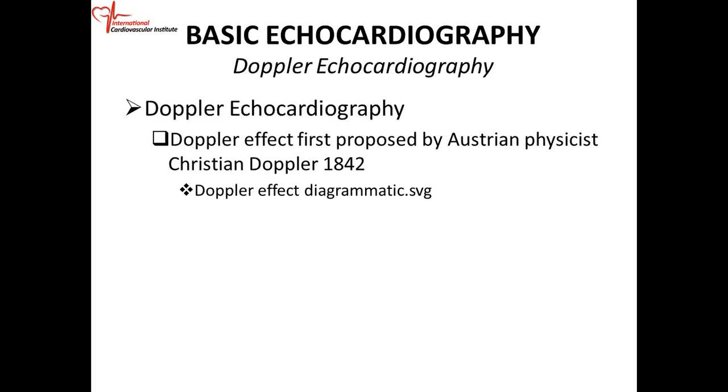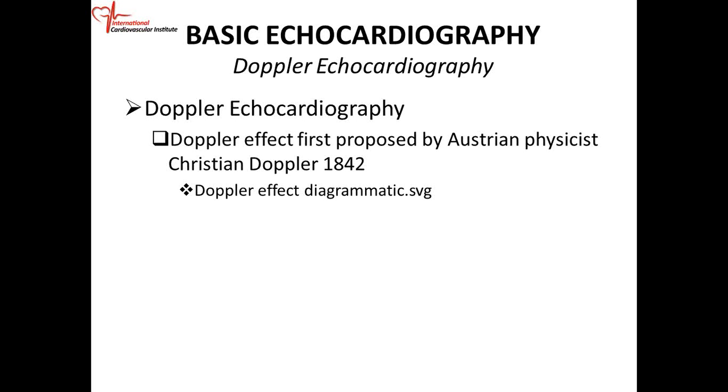So the Doppler effect was first proposed by an Austrian physicist, Christian Doppler, in 1842, and he was just observing what was happening around him. He observed that when a train was coming towards him and the horn was blaring, the intensity appeared greater, and then when the train passed, the intensity got less. So that's common sense, right? You observe that.